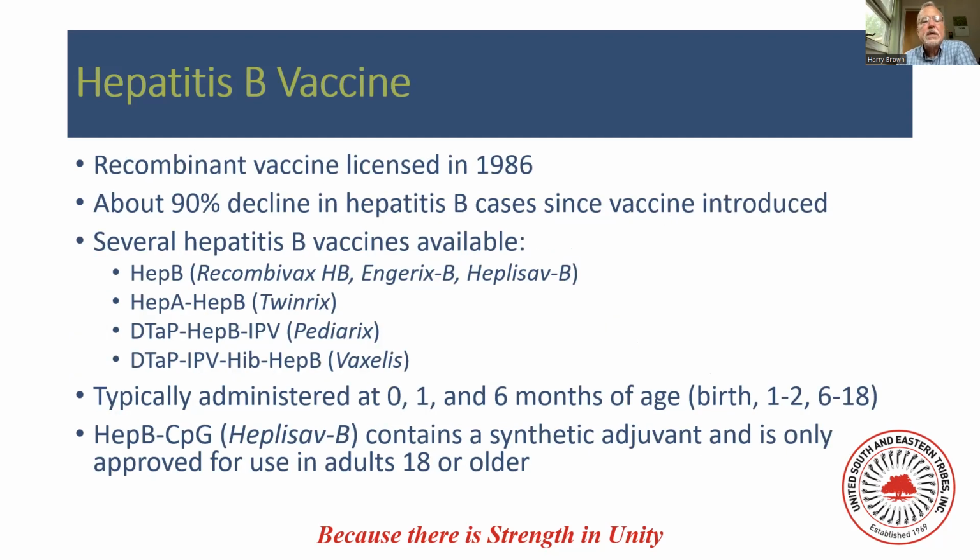There's a very good vaccine. The current recombinant vaccine came out in 1986. There's been about a 90% decline in hepatitis B cases since that vaccine came out. There are several different ones and combinations available, but typically it's given just after the baby's born while they're still in the newborn nursery, then at 1 month and 6 months. Now, there is a newer vaccine that has come out for hepatitis B, but it's not for use in children. So be careful not to use this one. It's not approved for children yet. Next slide.